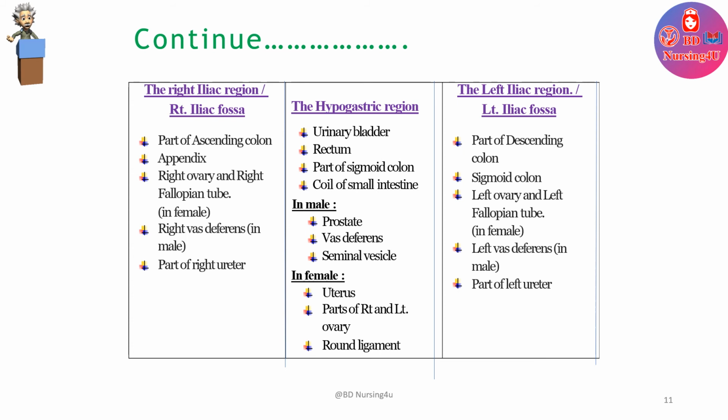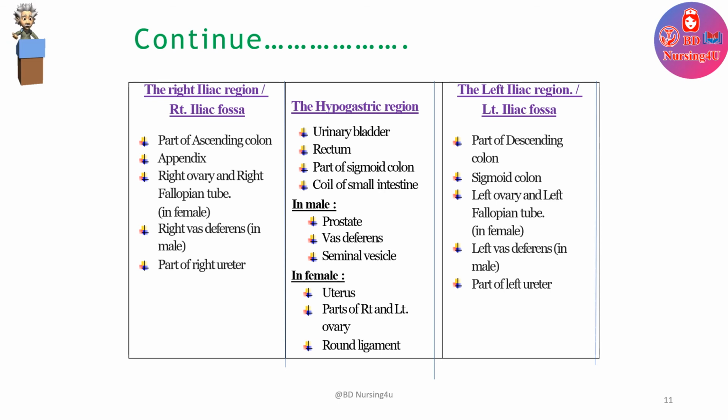The right iliac region or right iliac fossa: part of ascending colon, appendix, right ovary and right fallopian tube in female, right vas deferens in male, part of right ureter.